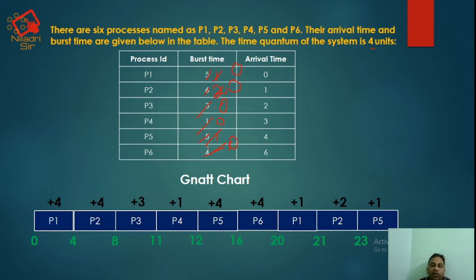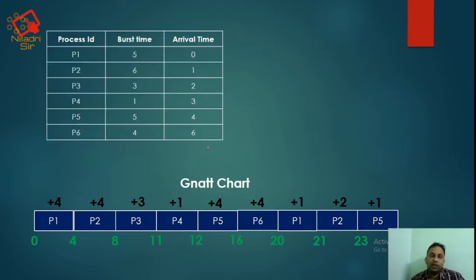Now we'll find out the waiting time for every process and the average waiting time, and then the turnaround time for all the processes and the average turnaround time for the system. So what is the formula for finding the waiting time?